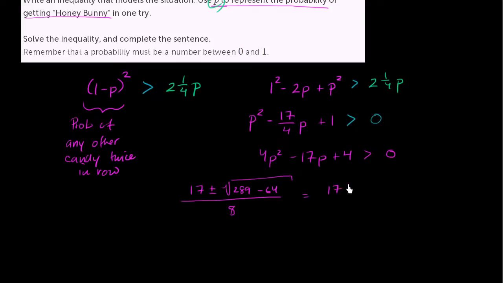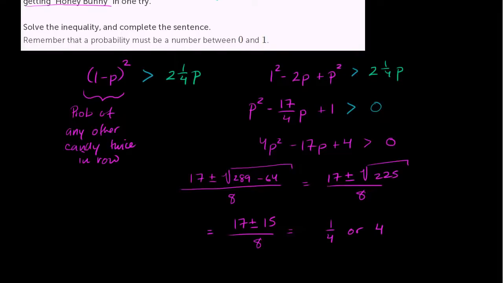So that's 17 plus or minus, let's see, this is the square root of 225 over 8, which is equal to 17 plus or minus 15 over 8, which is equal to, let's see, 17 minus 15 over 8 is 2/8, or 1/4. So that's one of them. That's when we take the minus. And if we add 17 plus 15, that gets us to 32 divided by 8 is 4. So there's two situations right over here.